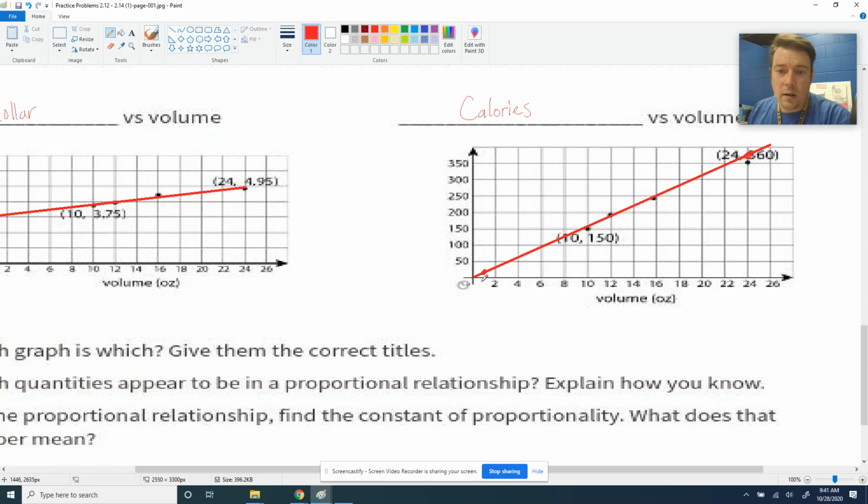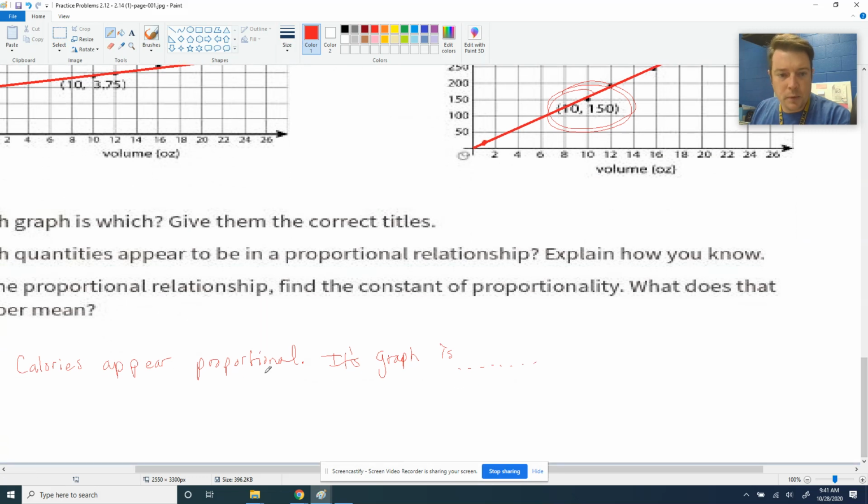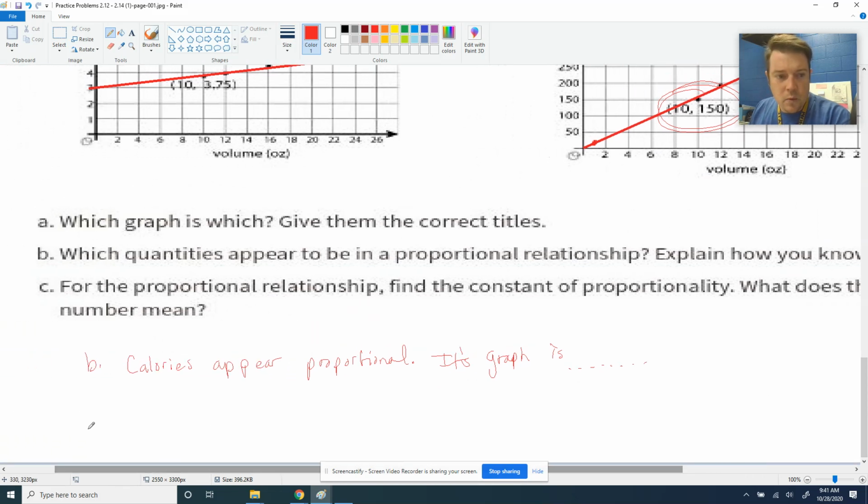But I can find the exact number by taking two of the ordered pairs and just dividing them. So the y divided by the x, which in this case would be 150 divided by 10. So for part C, we're going to write 150 divided by 10 is 15. So this means 15 is our constant. 15 calories, right? Because that's what we're counting here. Calories per, what's the other quantity? Ounce of coffee. So for every ounce you're drinking, it is 15 calories.